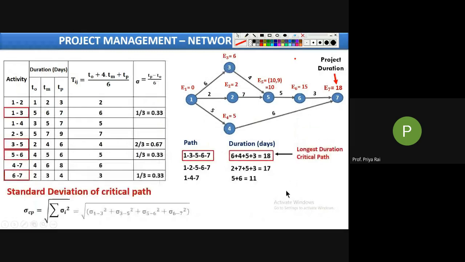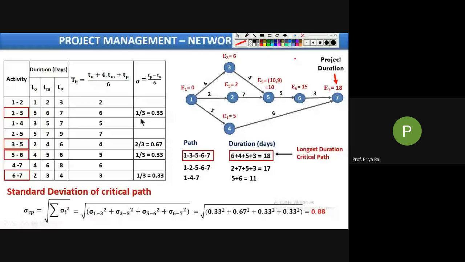Clear? This last portion clear now? See, we have not calculated the other activities' standard deviation. We only calculated the standard deviation of those activities which are critical. These are the values of standard deviation of critical activities, and we will only use these values in this equation. In the next class, we will discuss some other numericals based on this PERT analysis.